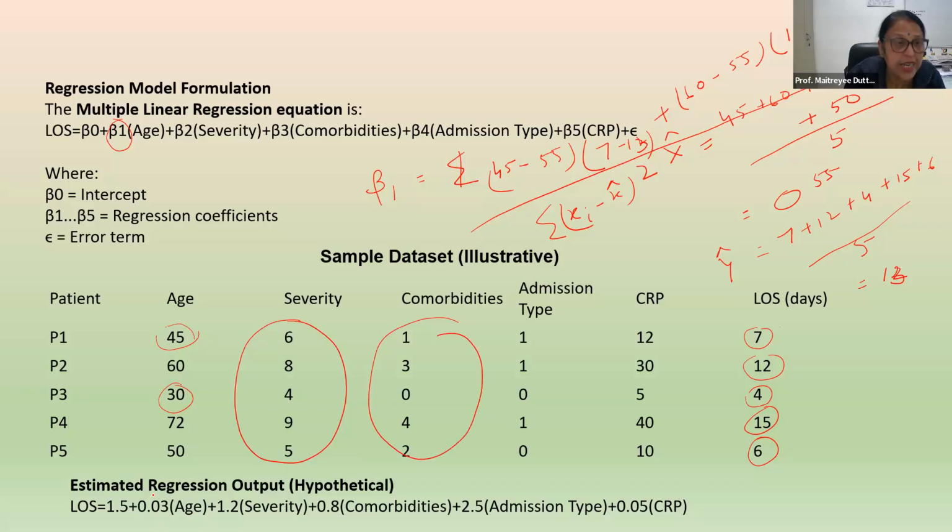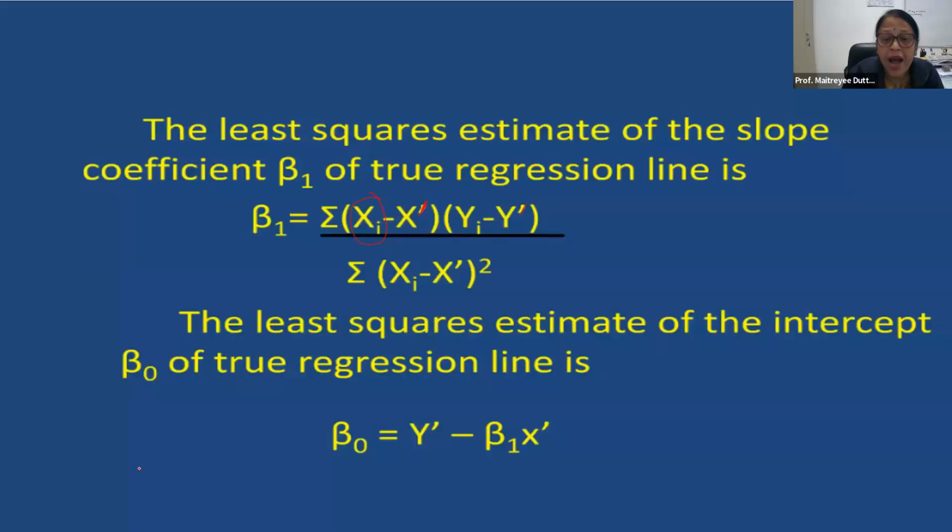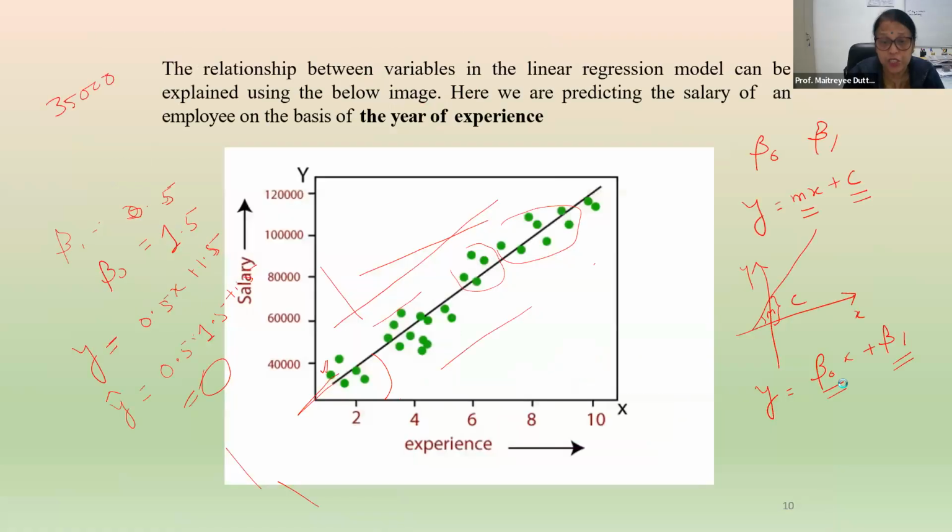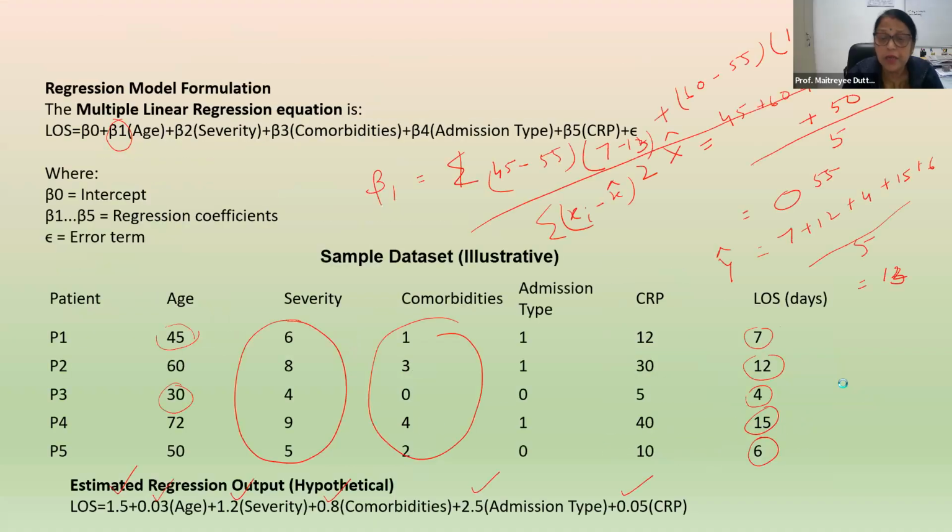Like this, we have calculated beta 1, beta 2, beta 3, beta 4, and beta 5, right? And how to calculate beta naught? That also has been given: y bar minus beta 1 x bar. That means if there is more than one variable, then minus beta 2 into x2 bar, minus beta 3 into x3 bar, minus beta 4 into x4 bar. Bar means mean, right? Like this, you can calculate the beta naught.